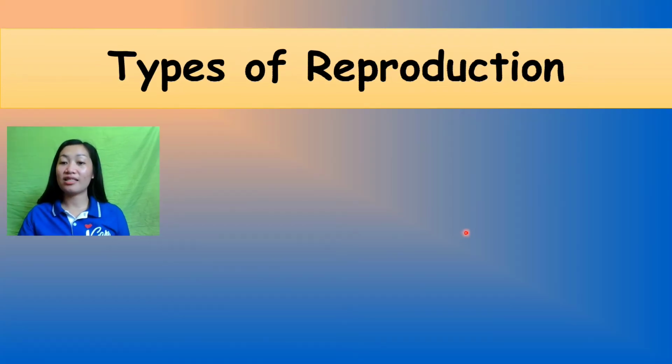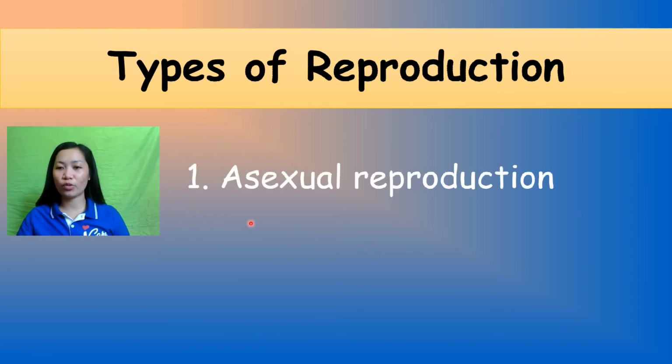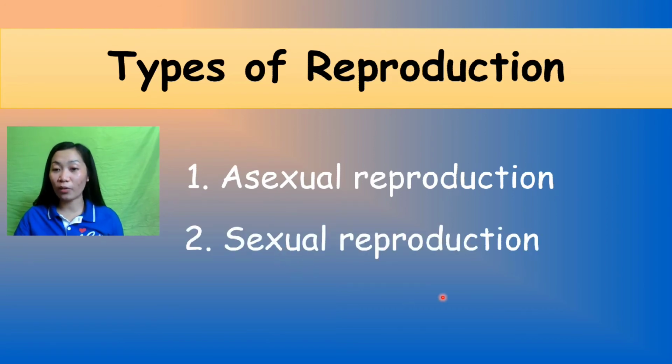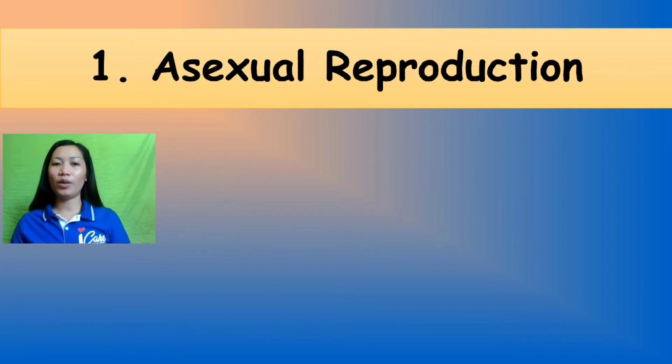Okay, let's talk about the different types of reproduction. We have the first one, asexual reproduction, and we have sexual reproduction. We will be discussing them one by one for you to understand them.